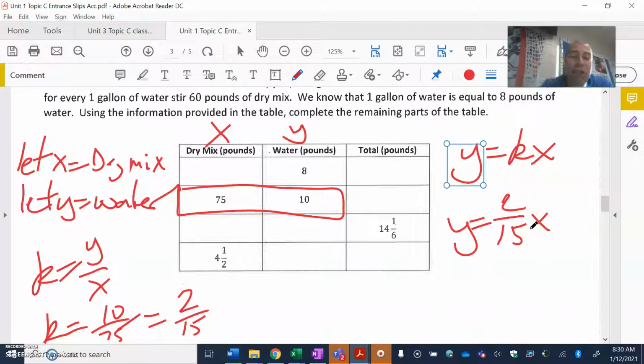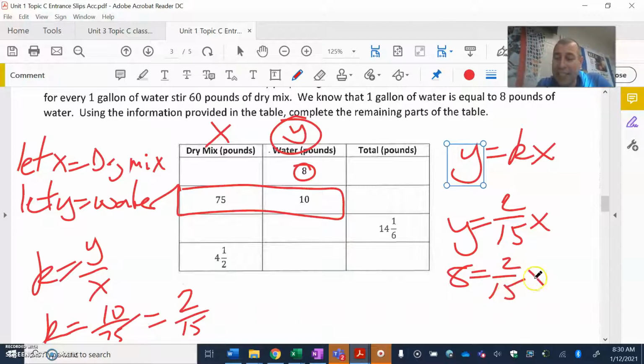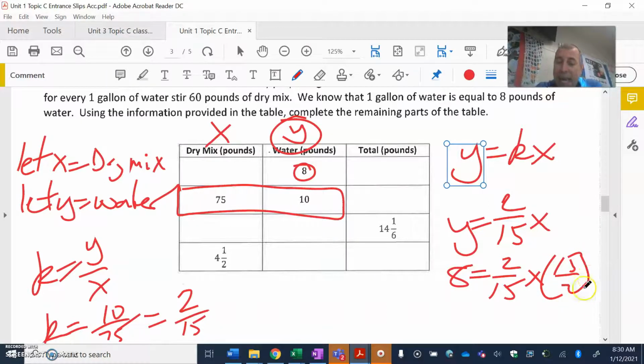Now I can solve for anything as long as I know the x or the y. So if we look at what we've got here for the very first one, I've got an 8. And 8 is with the y. So it's going to be 8 equals 2/15 x. And then we'll solve our equation. So we could multiply both sides by 15 halves.